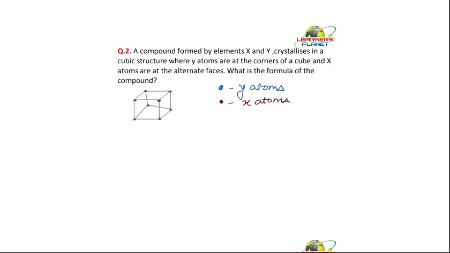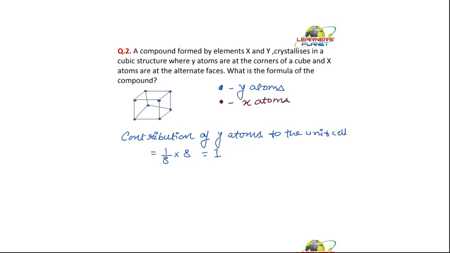It means what is the contribution by these atoms to the cube? That is the contribution of Y atoms to the unit cell, and that is equal to 1 by 8 into 8, and that gives you 1. So it means in the compound there are how many Y atoms? 1.